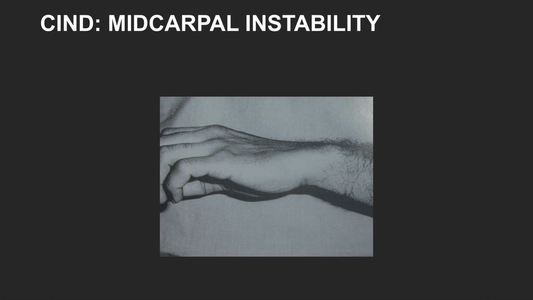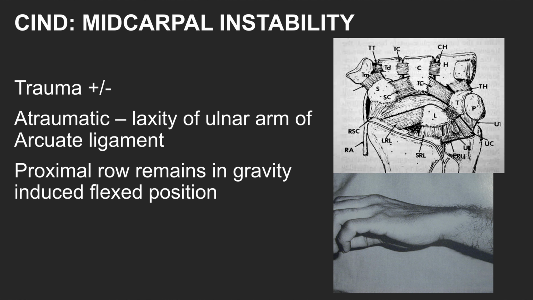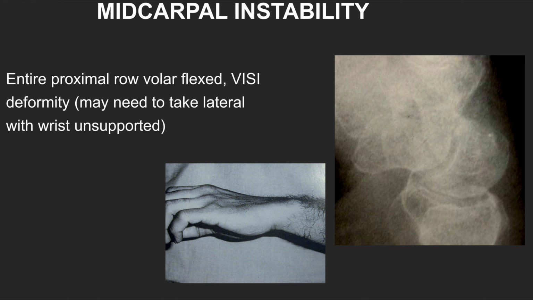Another variation of carpal instability non-dissociative is in the midcarpal joint. Midcarpal instability usually presents with a clunking of the wrist. It can be traumatic or atraumatic. And the proximal row remains in a gravity-induced flexed position, meaning that the whole proximal row is relatively flexed. Here on the x-ray you can see the lunate is really volarly tilted and sitting in a VISI type pattern. But the way to distinguish this type of instability is that the entire row is flexed, not just the lunate.